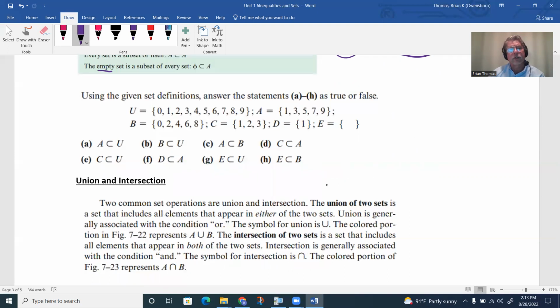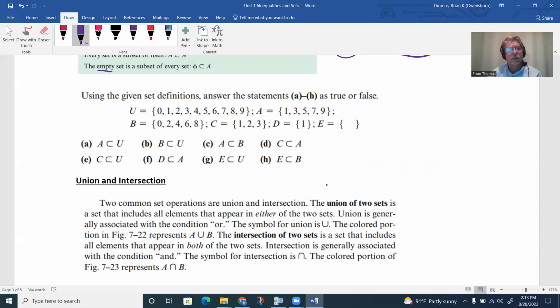So we have the numbers 0 through 9 there. A is 1, 3, 5, 7, 9. That looks like odd numbers. B is 0, 2, 4, 6, 8. Looks like even numbers. C looks like it's a smaller set than that, 1, 2, 3. D is just a set of 1, and E is what's denoted as the empty set.